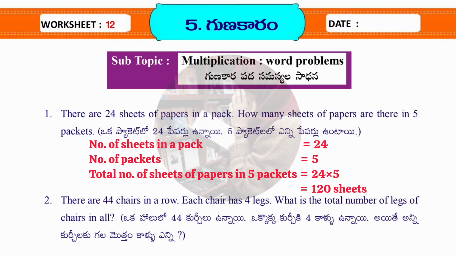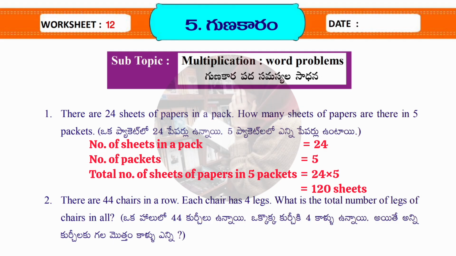So total how many packets are given? Number of packets equal to 5 packets are given. Write down 5. So now we have to find the total number of sheets in 5 packets equal to 24 multiplied by 5. So 5 4s 20.